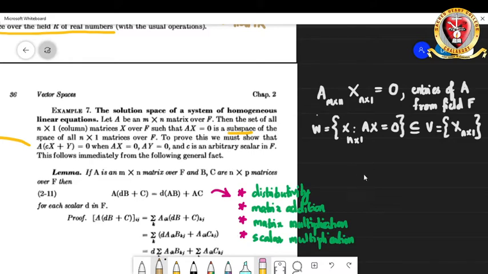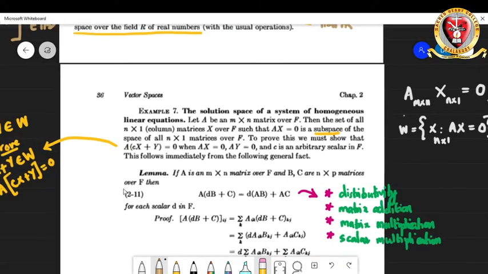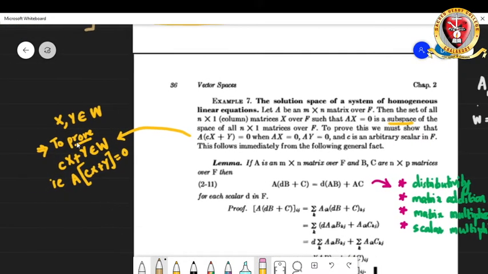So, what should we verify here? I'll just give you a hint. If x, y are inside W, we have to prove by the C alpha plus beta property, which we proved earlier in the theorem, that Cx plus y belongs to W. So for an element to belong to W, what should that element be? That element should be a solution of Ax equals b. So Ax equals 0. That means we have to prove A into Cx plus y is equal to 0.